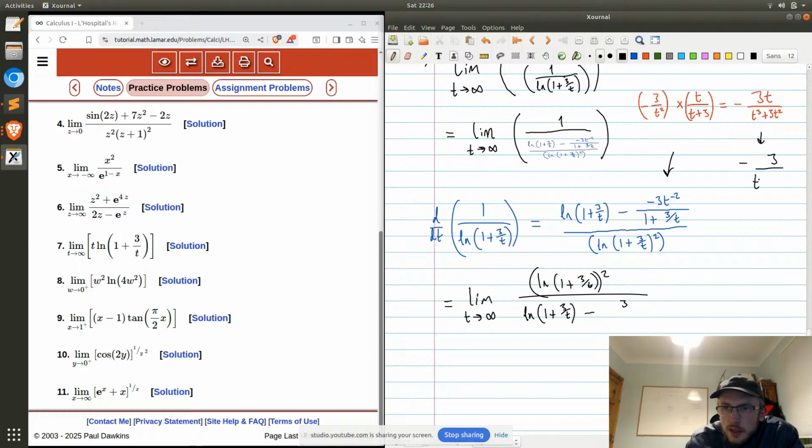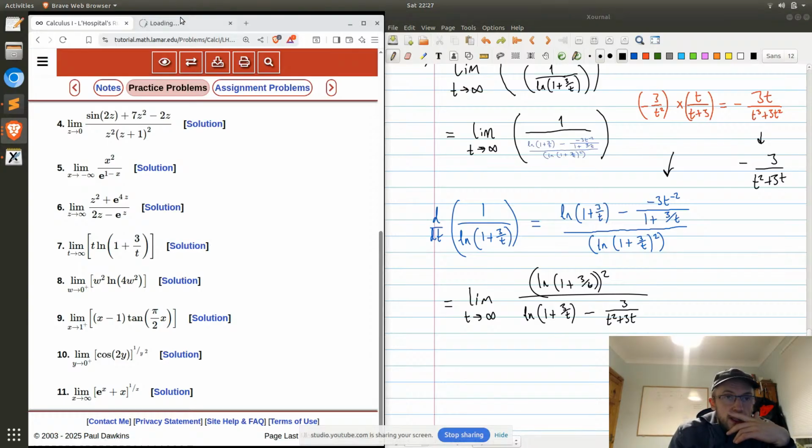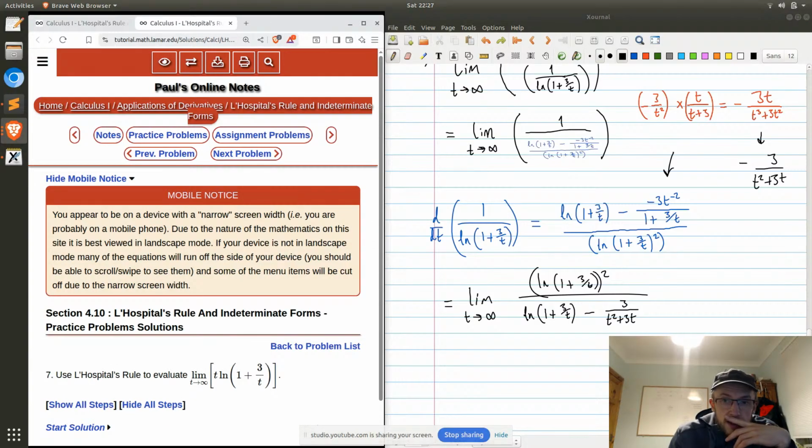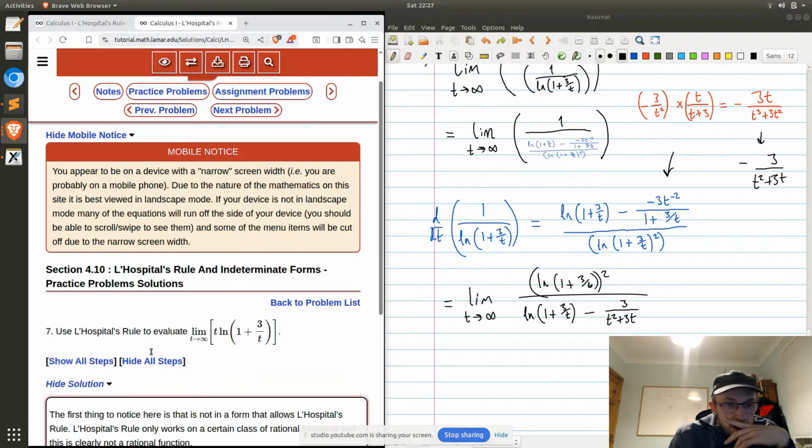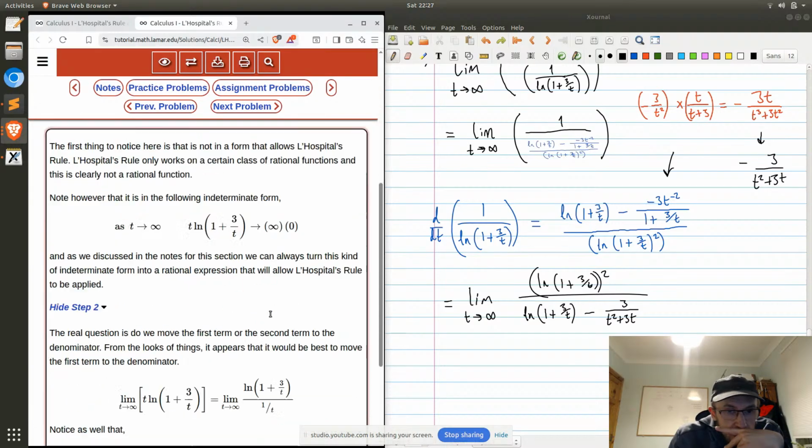Minus 3 over t squared add 3t. Oh, man. So that's 0. And that itself is 0. 0 minus 0. It's just... Please, if he says differentiate it like twice or something, I'm not going past that. There's no way. Okay.